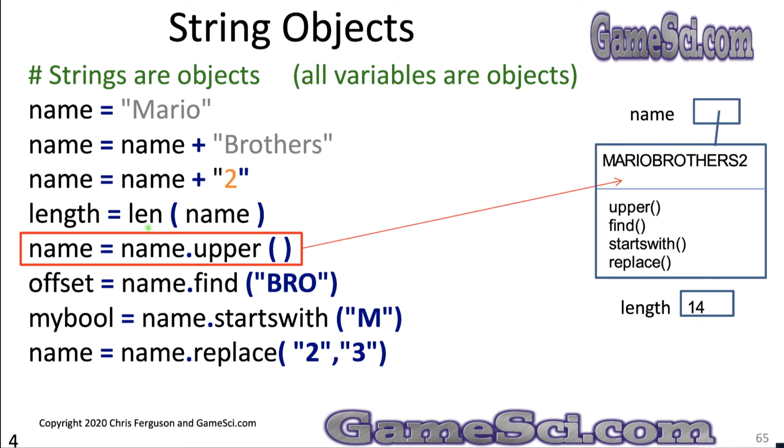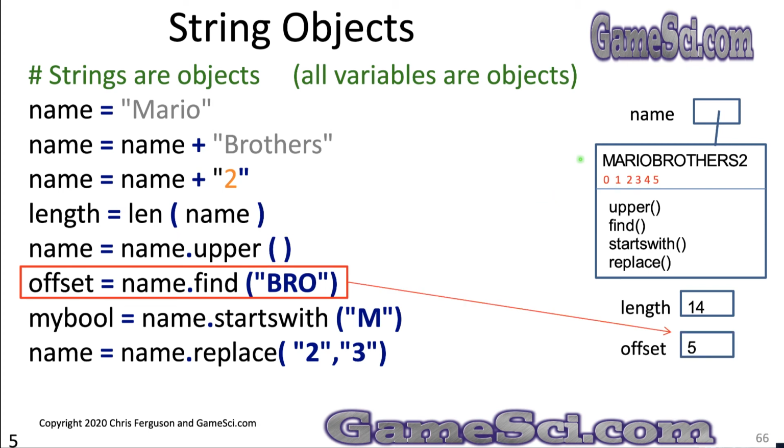Here's what really makes a string an object. I'm going to say name equals name dot upper. I want to convert name to uppercase characters. What's going on here? This dot operator says go to my object reference name, go inside of it, and run a method called upper, which will convert it to uppercase. It took Mario Brothers and set it to all uppercase letters and stored the result back into the name variable. This is what we call a method, and the dot operator says go run this method, convert it to uppercase, store the result back into the name variable, and you can see all uppercase letters are now stored into our variable.